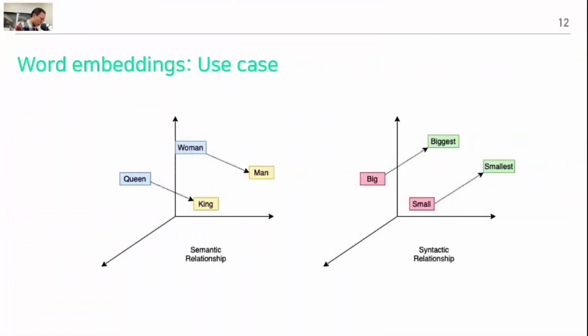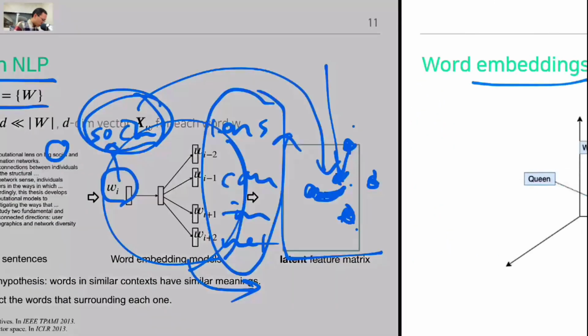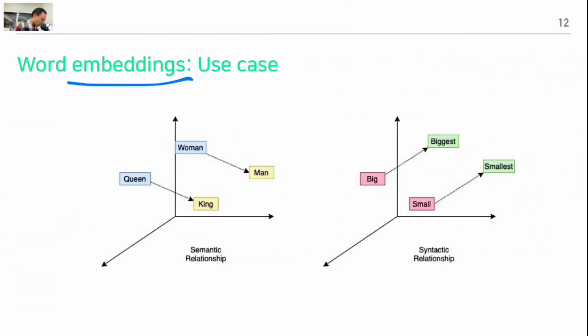So the solid one is out of today's objective, but the word embedding, so this is called the word embedding technique, right? The previous one. So by having the representation, we have the coordinate about the queen, the woman, right?